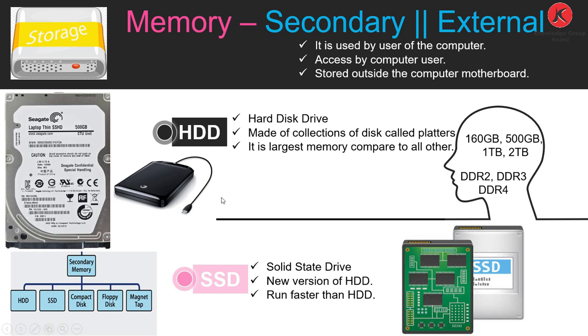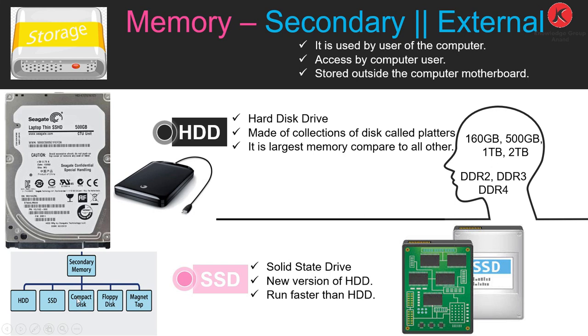Now the newer and fastest version of the hard disk is called SSD, meaning solid state drive. If you want to increase your system speed or processing speed, you can use an SSD instead of the hard disk. It is a newer version that runs faster than the hard disk. You can see the SSD here, this is an example of an SSD. So secondary memory includes the hard disk and SSD.